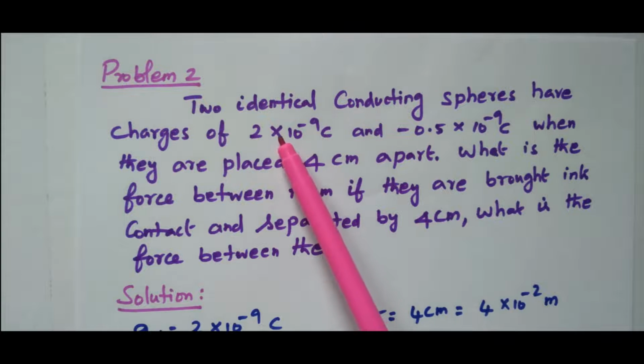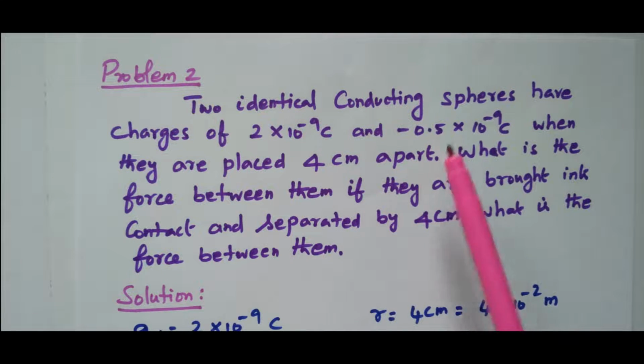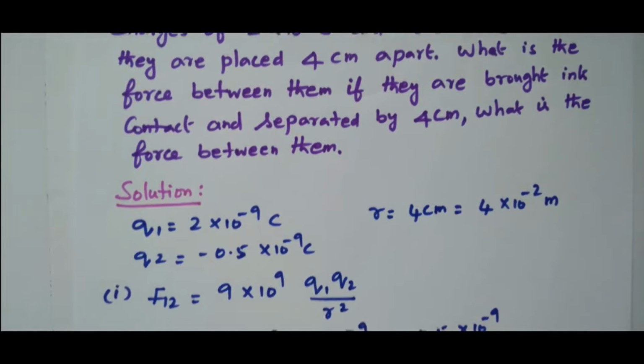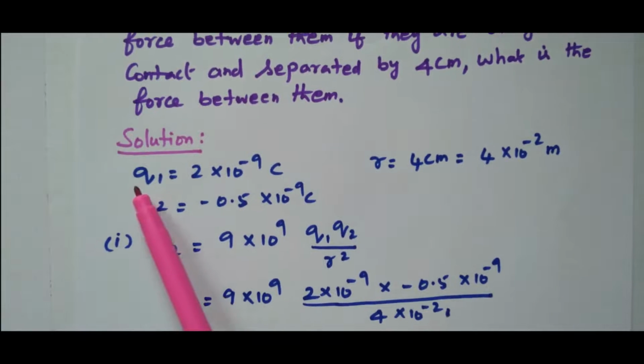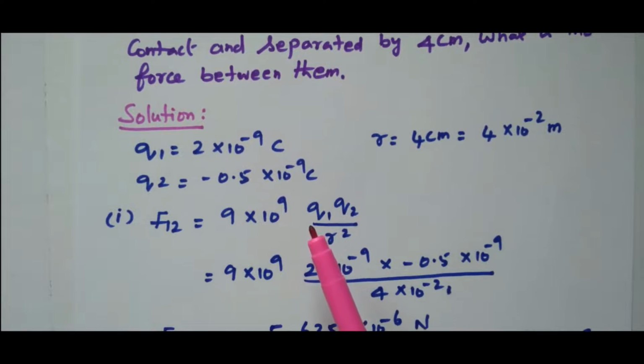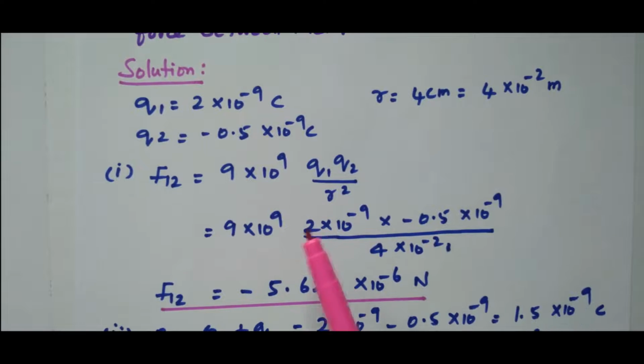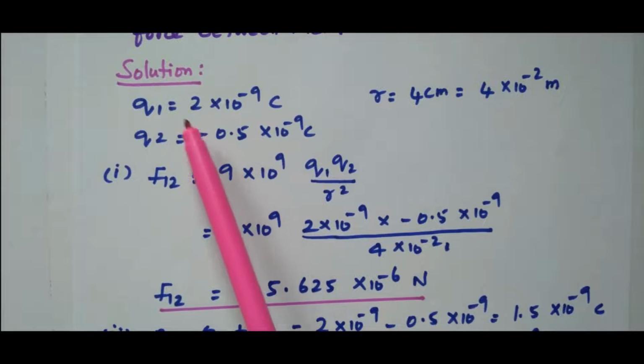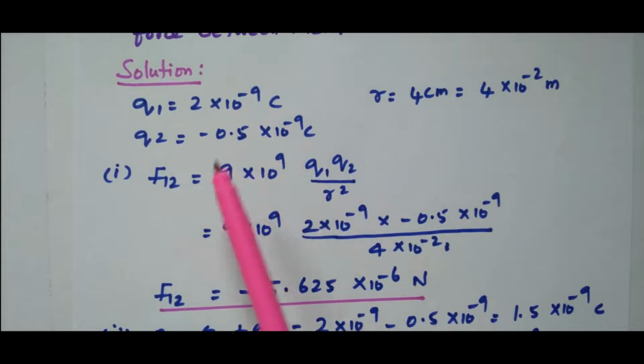So this is the Q1 value, this is the Q2 value, and the distance between them is 4 centimeter. So the given data is Q1, Q2 and R. Before they are brought into contact, first we will find the force. We can take the two charges as they are. Q1 is 2 into 10 to the power minus 9, Q2 is minus 0.5 into 10 to the power minus 9.